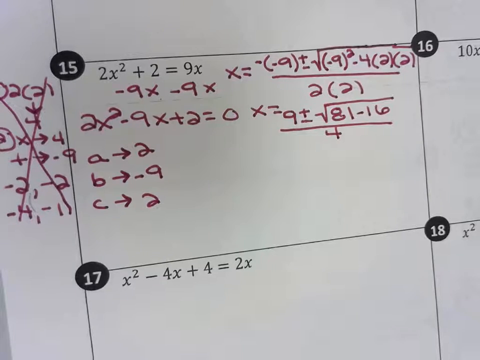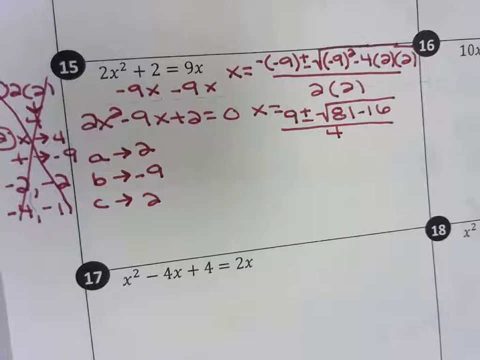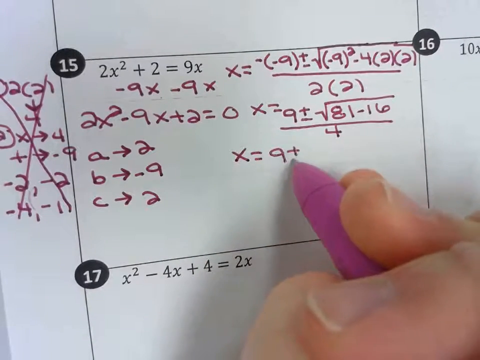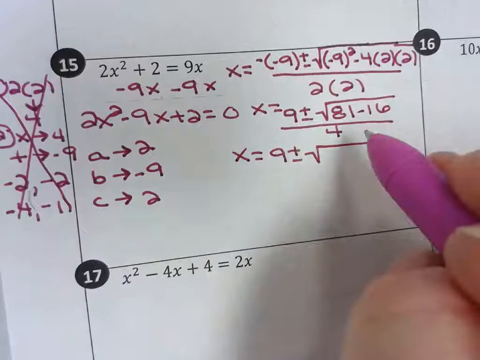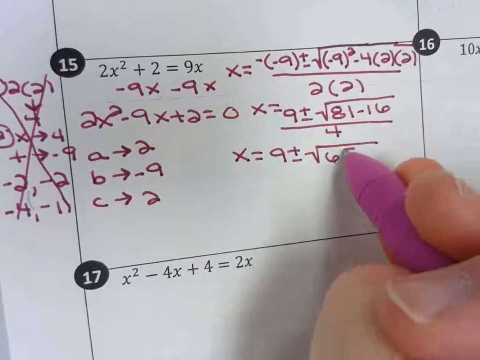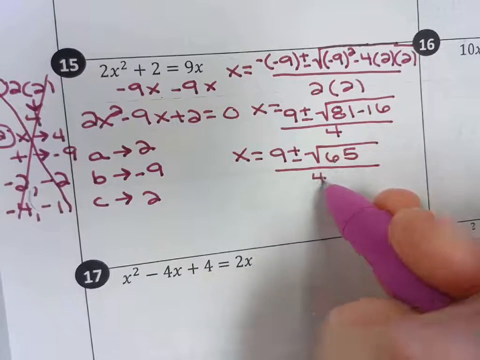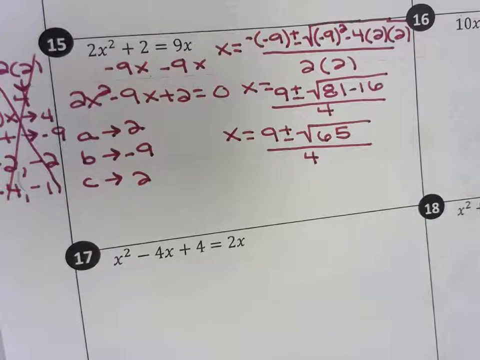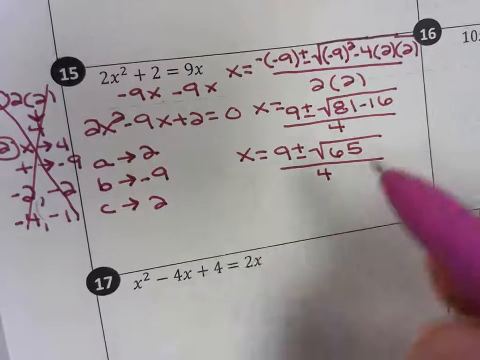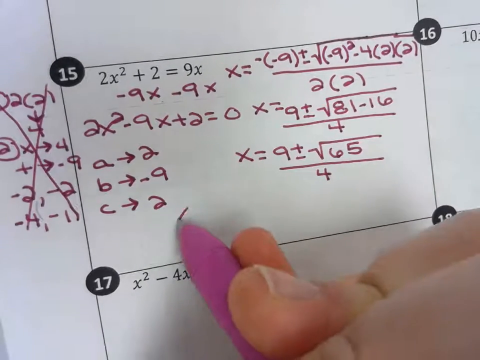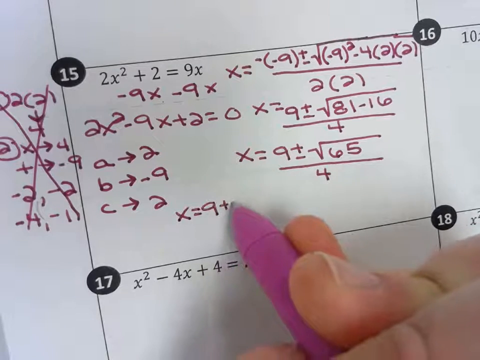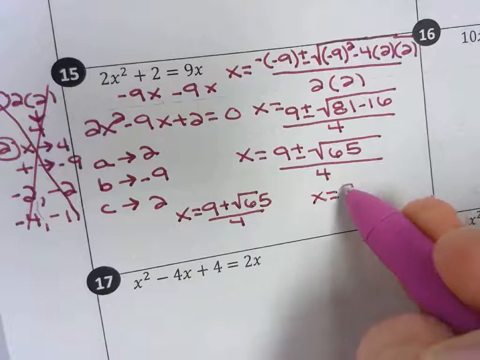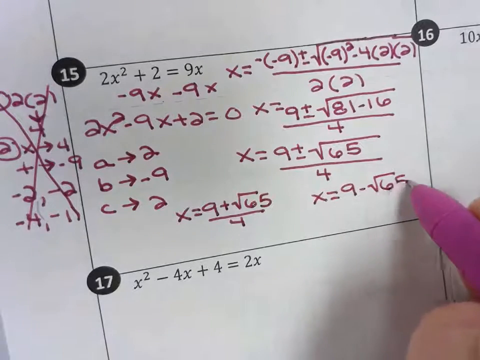This is all review. You just have to choose which one would be the most efficient, factoring or quadratic formula. So let's simplify the square root part. 9 plus or minus 81 minus 16, 65, all over 4. Is 65 a perfect square? No. Nope. And let's see what I get. Let's write my 2. X equals 9 plus the square root of 65 divided by 4, and x equals 9 minus the square root of 65 all over 4.